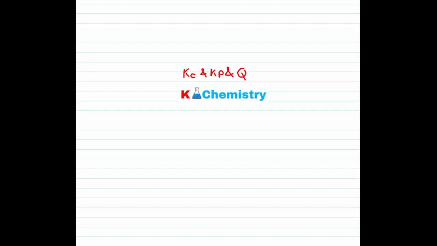If you want to calculate Q or K, they both have the same equation. Q or Qc or K, these are all constants. The equilibrium constant, known as K equilibrium, or Kc if you are talking about concentrations, or Kp if you are talking about partial pressures, is calculated the same way as Q.